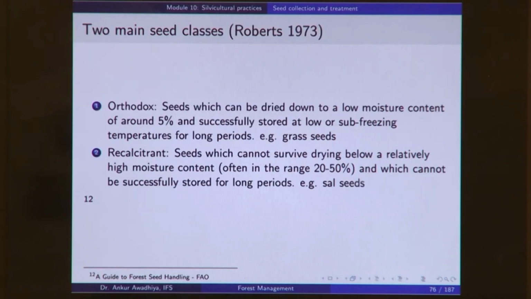And based on this, we classify seeds into two categories: orthodox seeds and recalcitrant seeds. Orthodox seeds are those seeds which can be dried down to a low moisture content of around 5%, successfully stored at low or sub freezing temperatures for very long periods, such as grass seeds. Whereas recalcitrant seeds are those seeds that cannot survive drying below a relatively high moisture content, and they cannot be stored for long periods of time, such as the sal seeds. So, while storing, you need to know whether your species is an orthodox species or a recalcitrant species. If it is an orthodox species, you can dry it out and you can store it for a very long period of time.